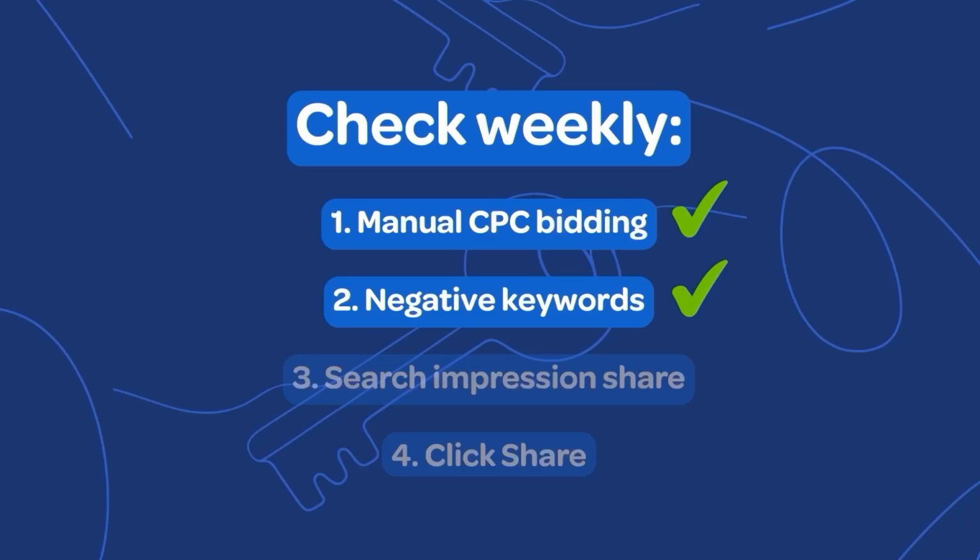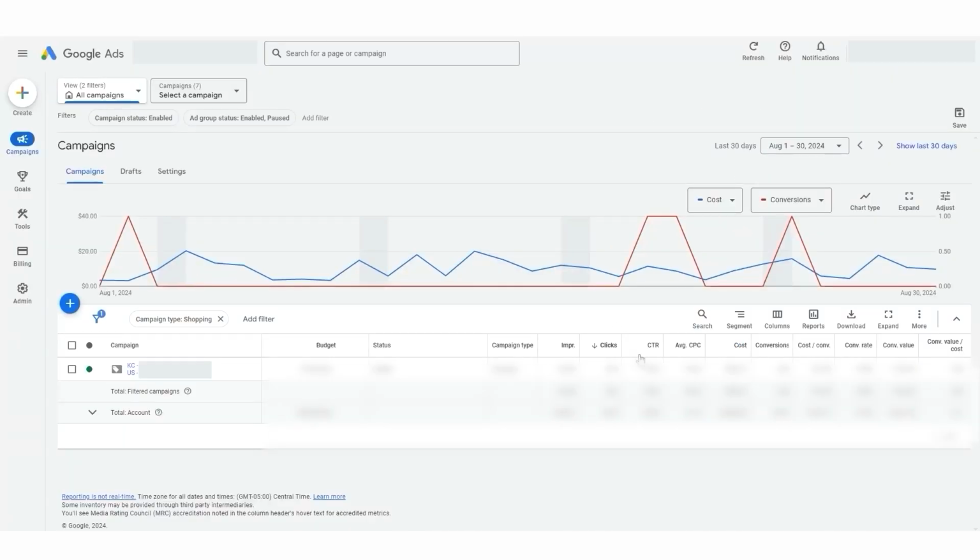Okay, now let's move on to checking our search impression share. This metric shows you how much of the available search traffic you're actually showing up for. If your budget is capped and your campaign is profitable, that's your signal to increase the budget. More budget means more clicks and usually more sales. We can find this by going to our campaign dashboard.